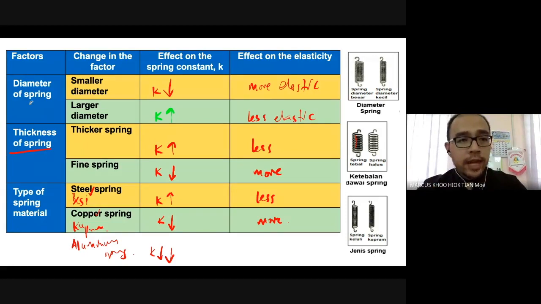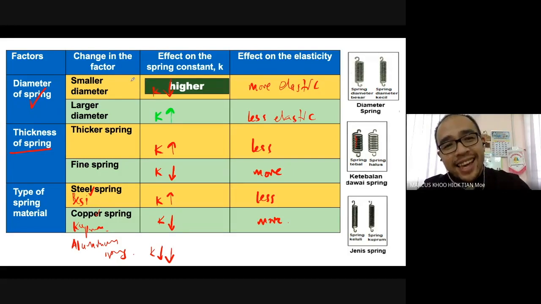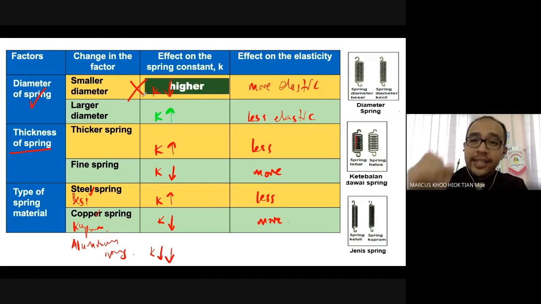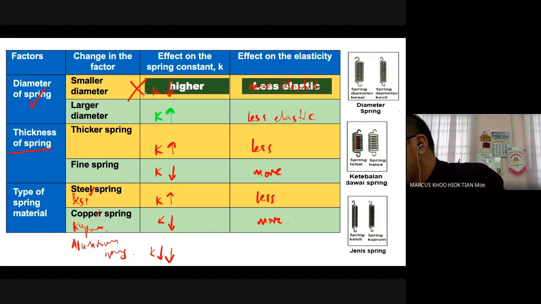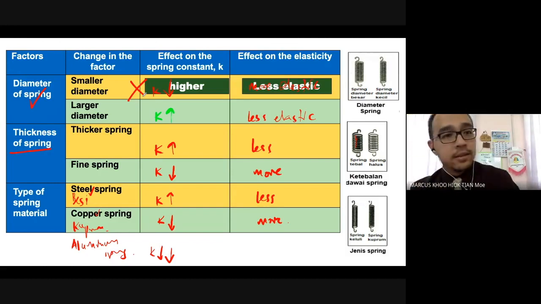So first of all, diameter of spring. You're saying that the smaller the diameter, the higher the spring constant. Okay, this is hard for us to imagine. When the diameter is smaller, actually dia adalah lebih keras, manakala dia punya elastic adalah kurang. Okay, am I getting this right? Hold on. Actually it's in your notes, but never mind, since you're looking at the screen.